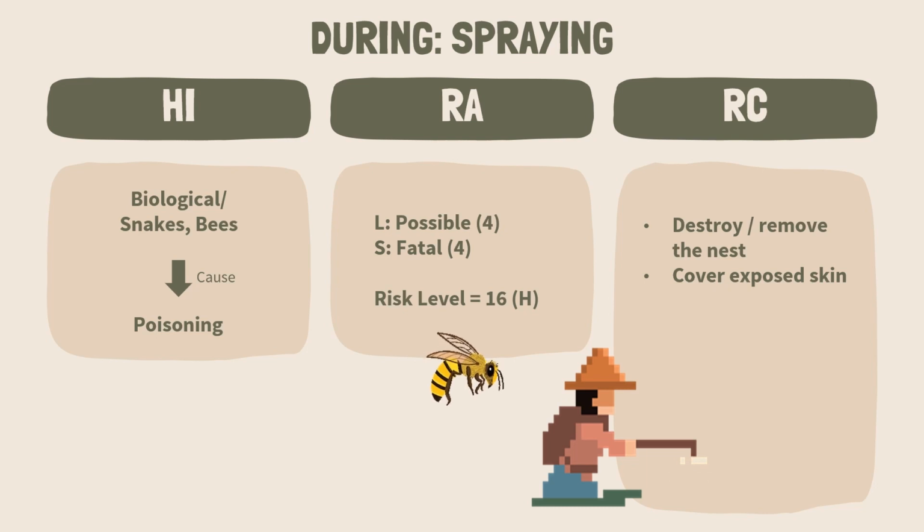The first hazard that can be identified is biological hazard due to snakes and bees, which can cause poisoning. It is possible to happen and can cause single fatality, thus having a high risk level. The hazard can be eliminated by destroying or removing the nest or by covering exposed skin.